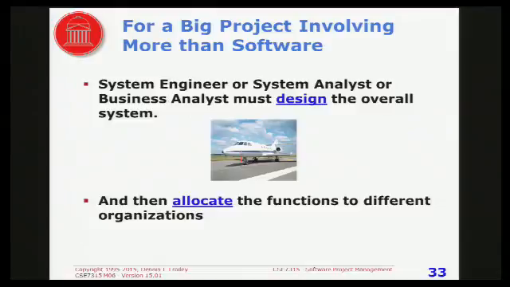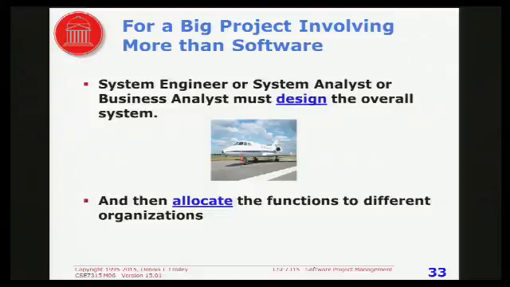If it's a big project involving much more than software, there's usually a guy called a system engineer who is the person who understands the big picture. Sometimes it's called a system analyst. It's a person or an organization that is designing the whole product. In this little example here, you're designing an airplane. And what they do is they say, okay, here are all the parts of the airplane and here's what they all have to do. We talked about some of that last week.